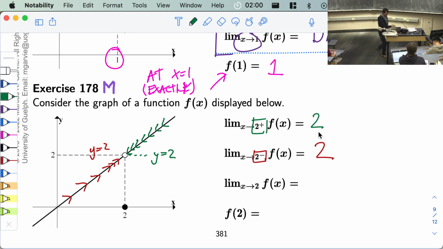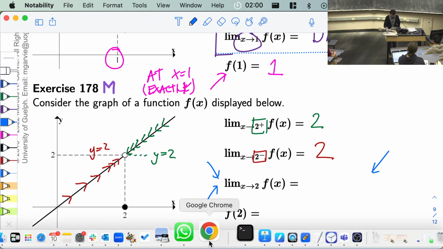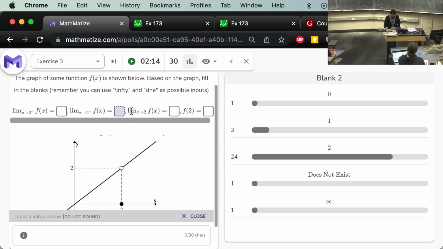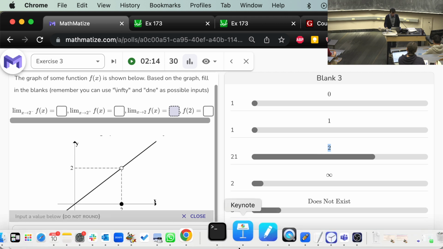The third one is one people often get wrong on exams. This is the one that most people would get wrong on an exam. Let's see if you guys got it right or wrong. The limit as x goes to 2, the two-sided limit. What is the two-sided limit? 20 people think it's 2. 5 people think it does not exist. Does not exist is the common incorrect answer. The correct answer is 2. The two-sided limit is 2.